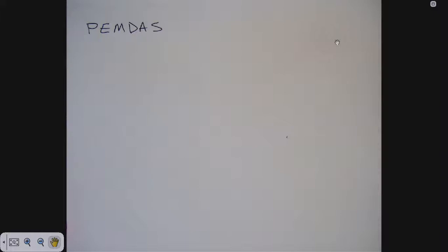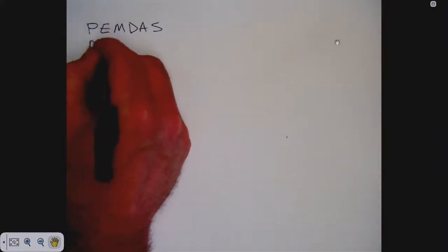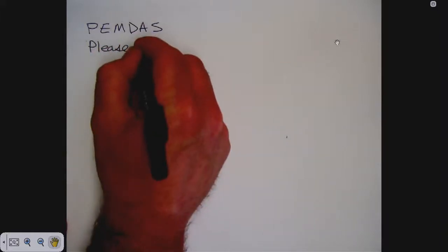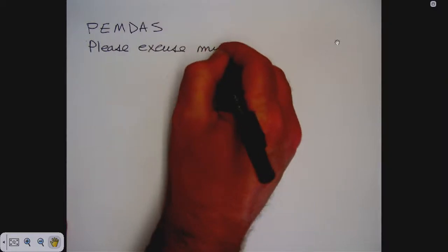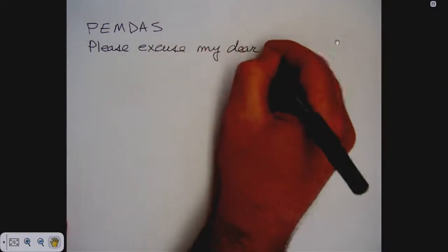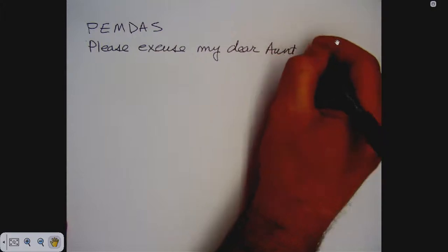And I usually teach the same thing in pre-algebra, and that is we remember PEMDAS. So you probably heard of PEMDAS before, P-E-M-D-A-S. And a way to remember that mnemonic is another mnemonic, and that means please excuse my dear Aunt Sally.